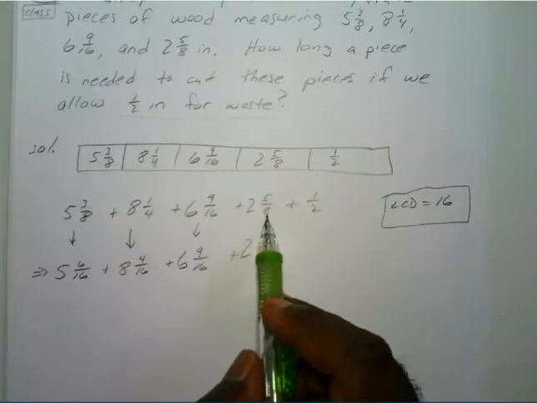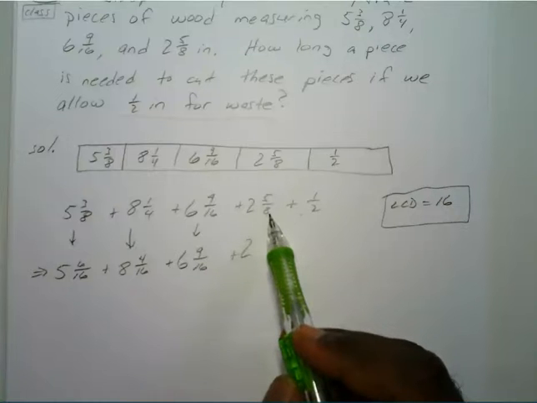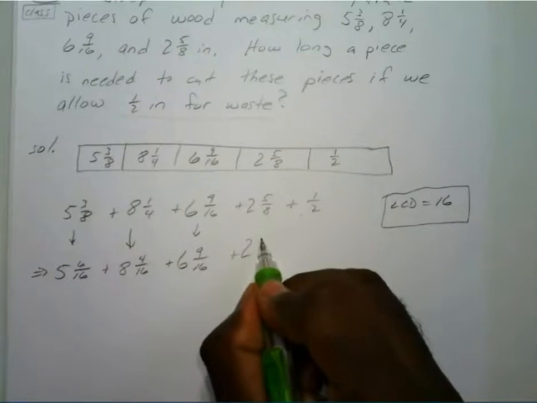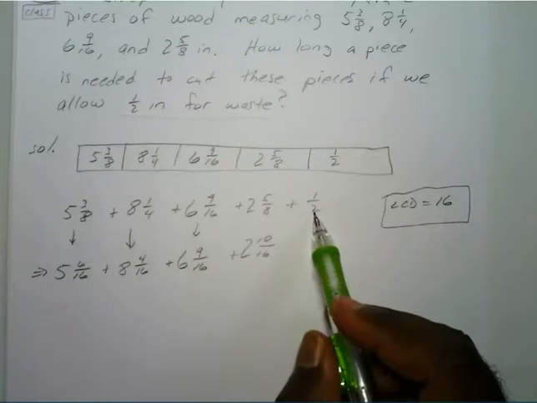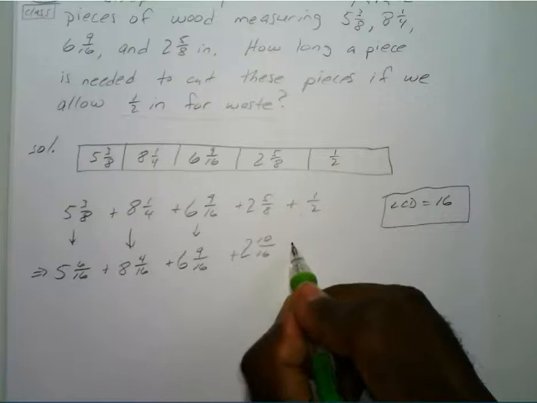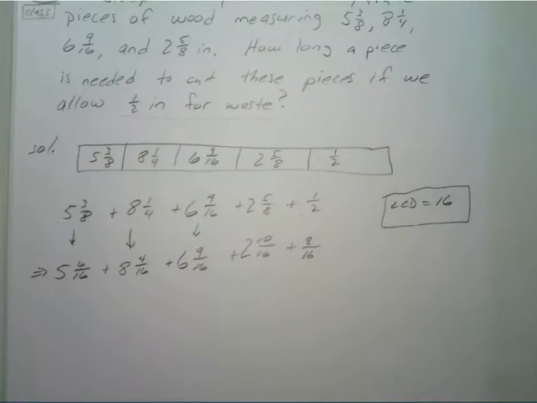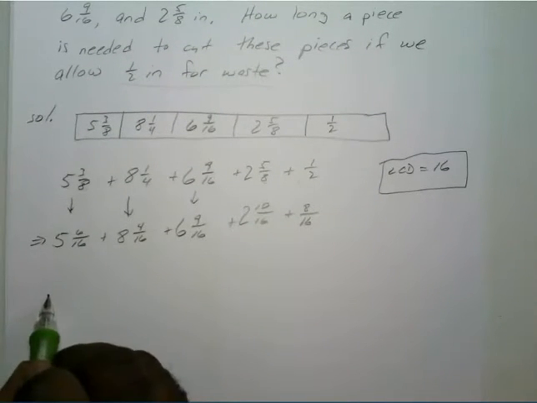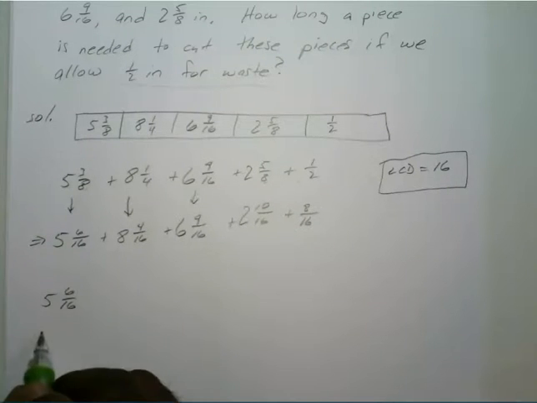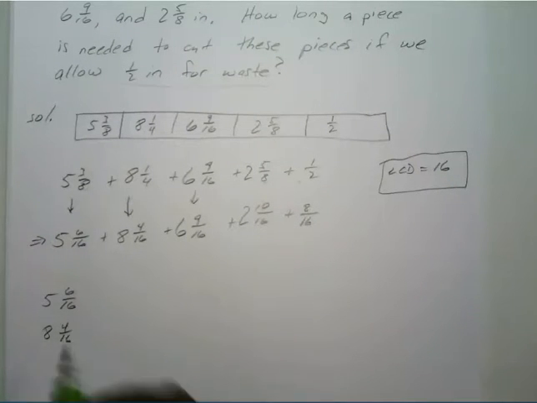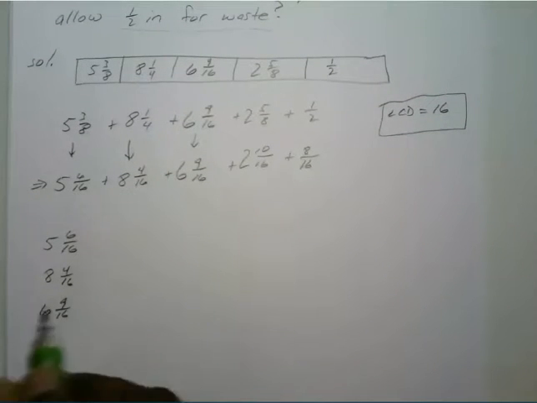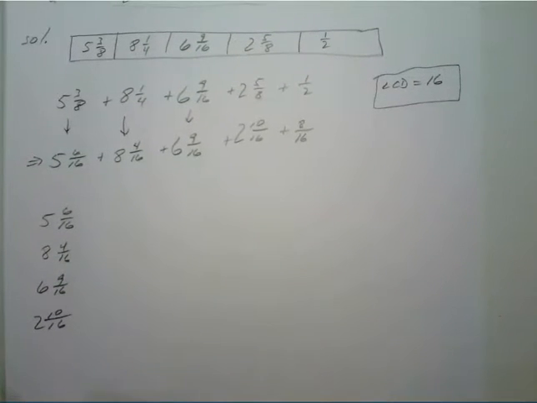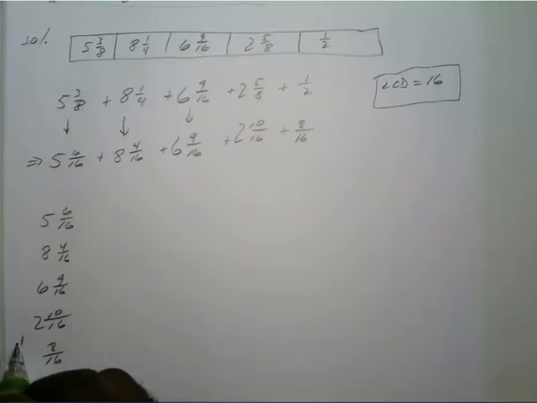How do you turn 8 into 16? You multiply it by 2. So you multiply the numerator and denominator by 2, you have 10 over 16. How do you turn 2 into 16? You multiply it by 8. You multiply the numerator and denominator by 8, you have 8 over 16. So writing these vertically, you have 5 6/16, 8 4/16. I'll move this up a little bit. 6 9/16, 2 10/16, and 8 over 16. We're going to add all those together.